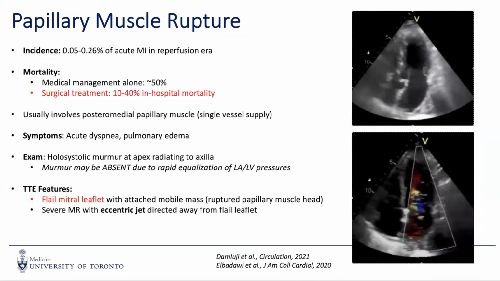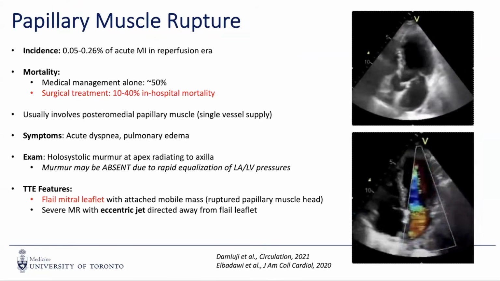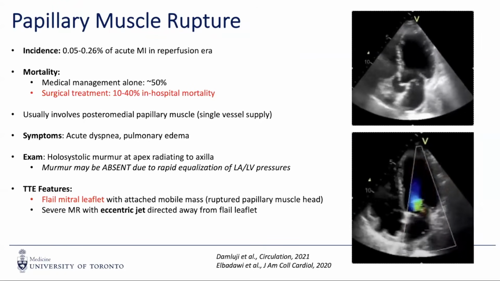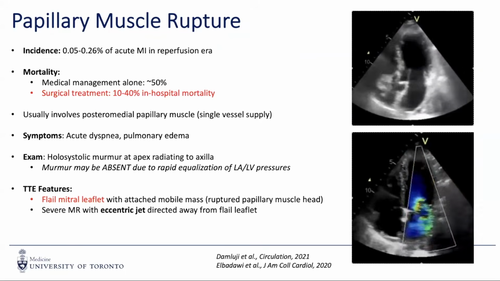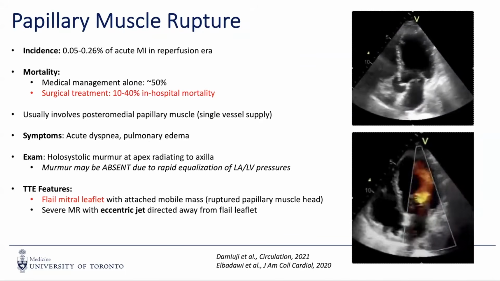Moving on to our next complication, which is papillary muscle rupture. This is, again, another one of those really deadly complications. Thankfully, quite rare, once again, with the reperfusion era. But nevertheless, when they happen, even with surgery, they can reach up to 40% in-hospital mortality.